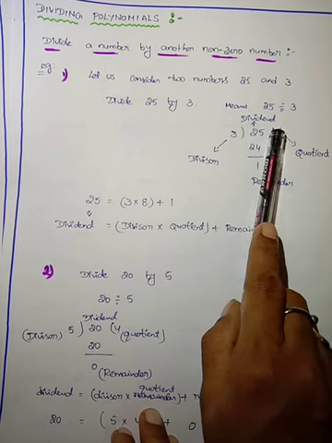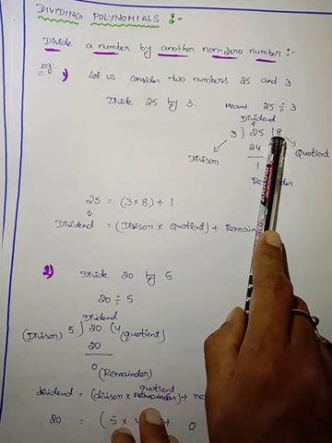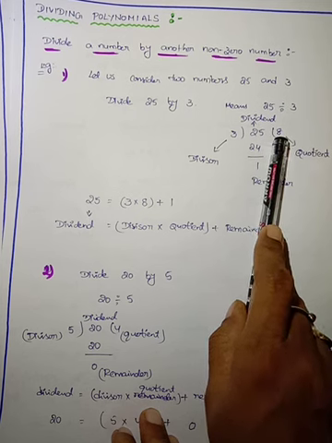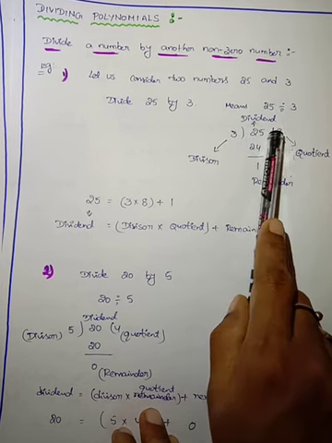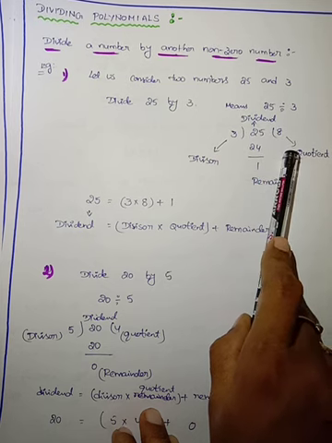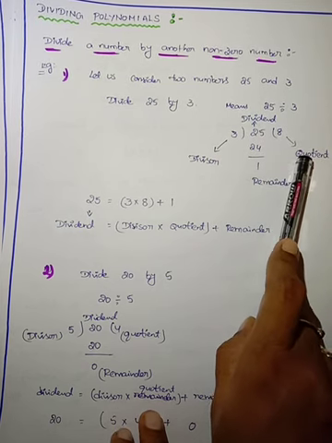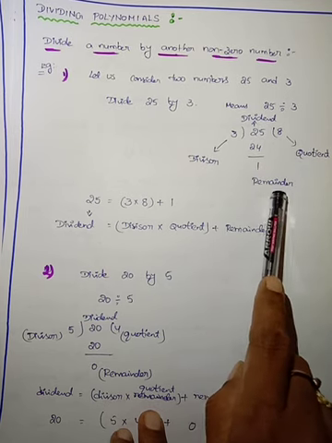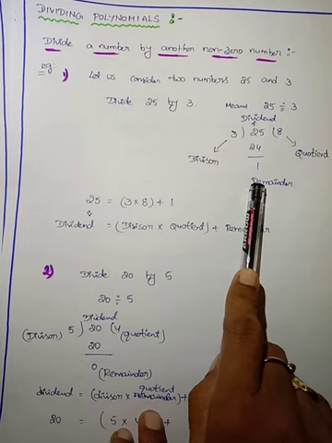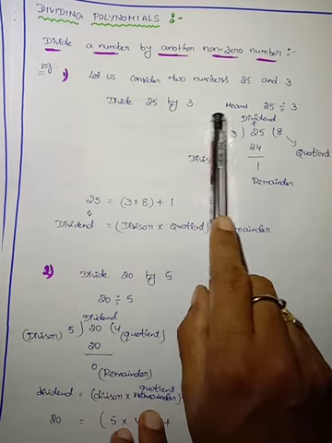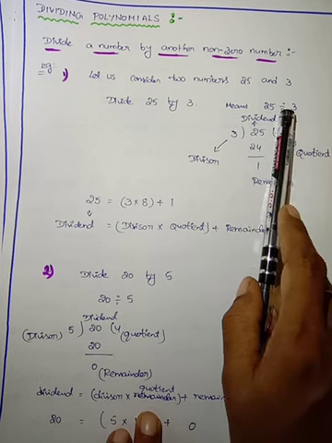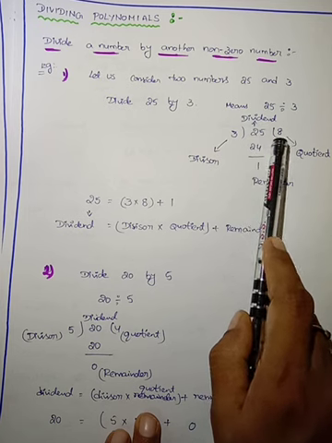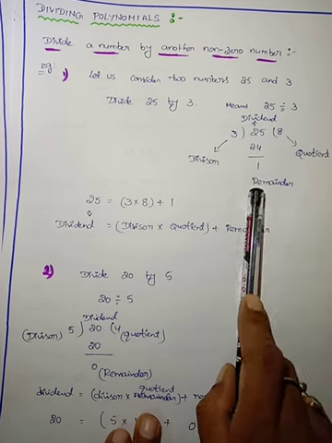So 3 eights are 24. In this place we write 8, and this is called the quotient. Then this one is called the remainder. Divide 25 by 3 means 25 is the numerator and 3 is the denominator. This 3 is the divisor, 25 is the dividend, and 8 is the quotient. This one is the remainder.